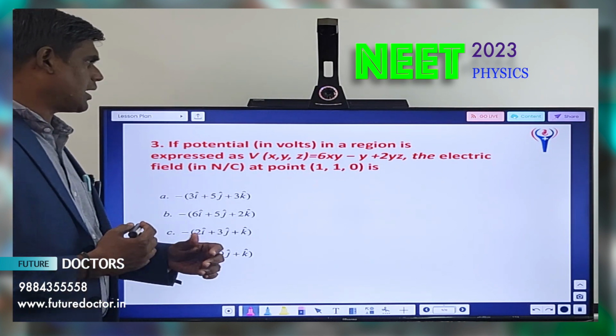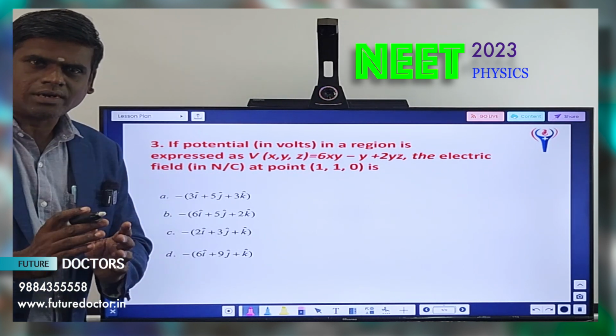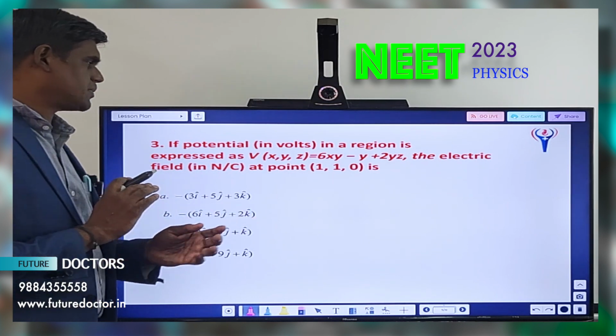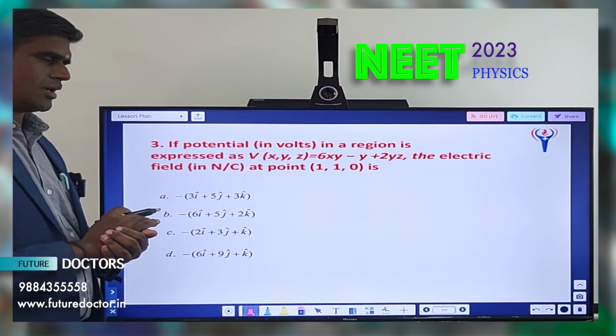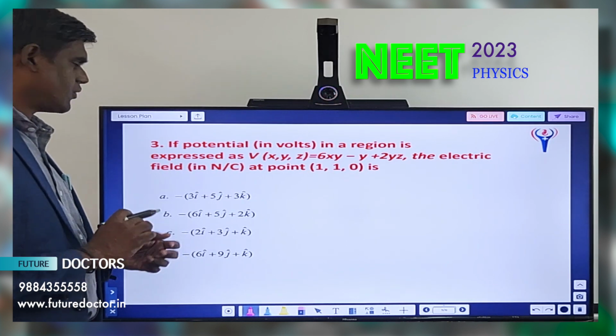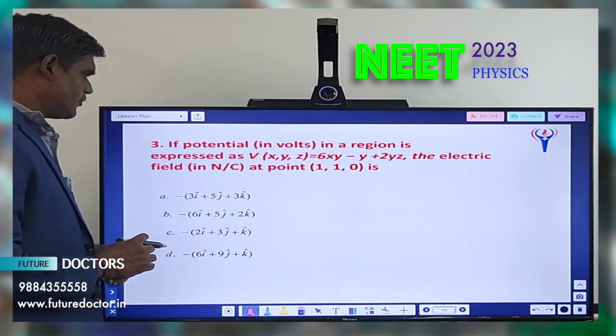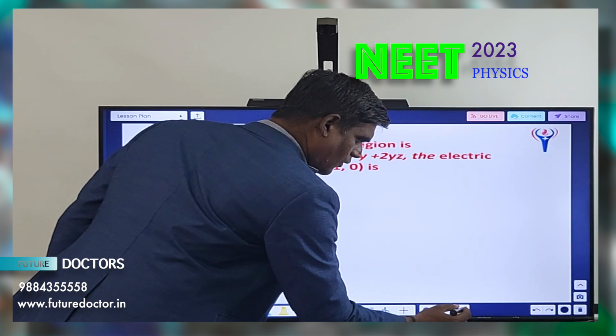Here you want to find the electric field. You should know the relationship between electric field and electric potential. By knowing the relationship, you can apply this formula and simplify this question. Let's move to question number 4.